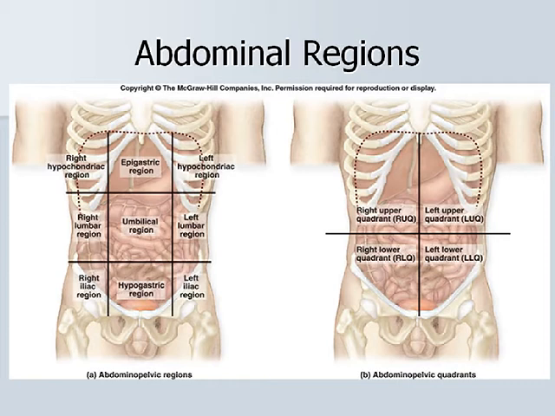If a doctor came in and he wanted to know where the pain was, sure, you could narrow it down to right upper quadrant, but it would be more specific if you could say it's higher up, it's right hypochondriac, or it's a little bit lower down, it's right lumbar.